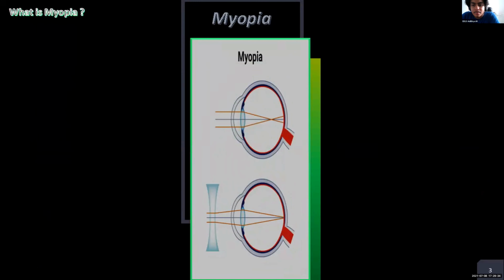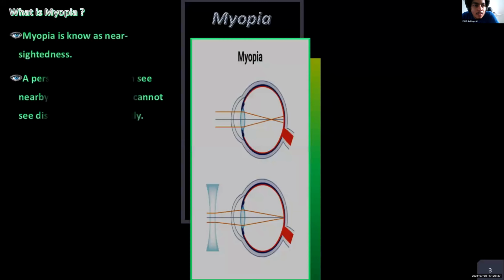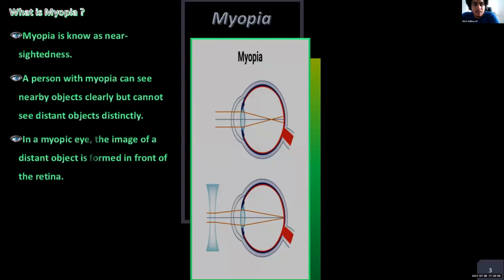So what is myopia? Just in simple words, can you tell what is myopia? Short sight. Yeah, short sight or nearsightedness. A person with myopia can see nearby objects clearly, but cannot see distant objects. In a myopic eye, the image of the distant object is formed in front of the retina.